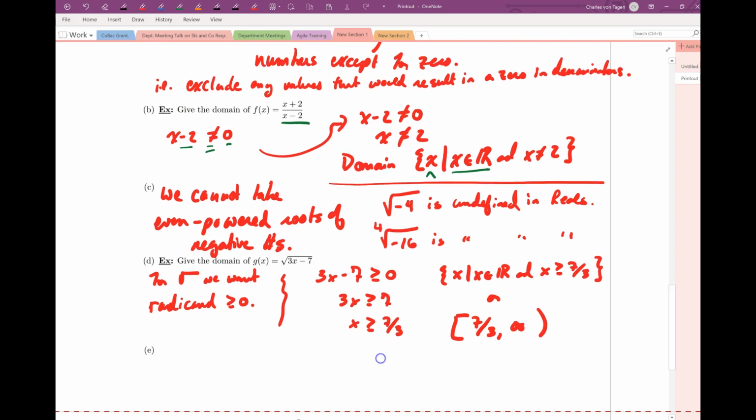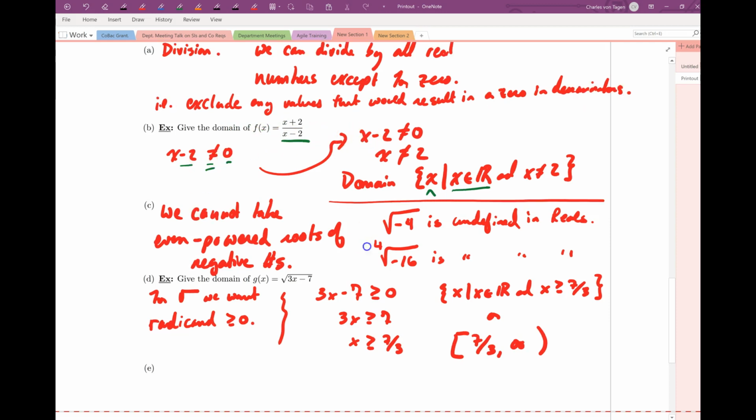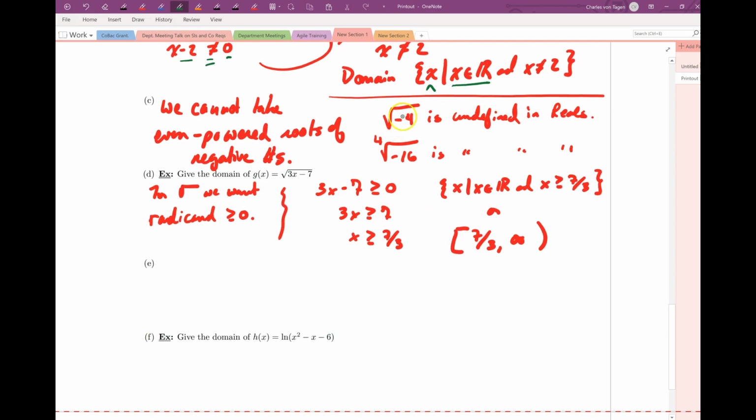Okay. So just to recap, we're dealing with these three problematic operations that are going to show up throughout the course. The first one is division, and we need to recall that you cannot divide by 0. The second one is even-powered roots, and we need to recall that you cannot take the even-powered root of a negative number. And then the last one is logarithms. You cannot take the log. In fact, let's do this in the affirmative. You can only take the log of a positive number.